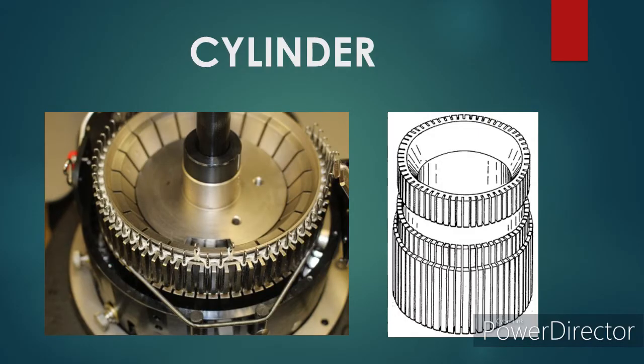Cylinder. The image shown here is the cylinder of a miniature knitting machine. Commercially, it will be larger in size, depending on the diameter of the knitting machine. It has the needle slots or tricks on the outside wall. It is used to hold the knitting needle and to avoid lateral tilting.